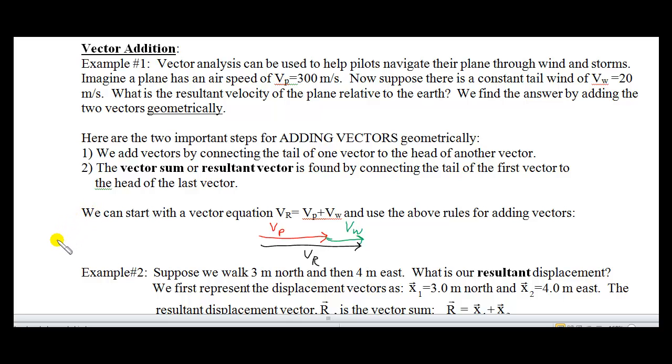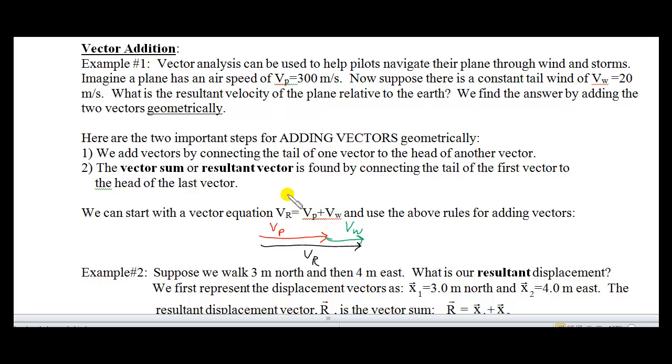Okay, we're going to start with a vector equation. V sub r is my resultant, and it's a vector sum. V sub p is the velocity of the plane, and v sub w is the velocity of the wind. And if we apply this first step right here, we're going to add vectors by connecting the tail of one vector to the head of another. And this is what I've done right here. This is the velocity of the plane, and I simply have connected the velocity vector for the wind, that tail, to the head of the velocity of the plane. And so we have added these two vectors geometrically.